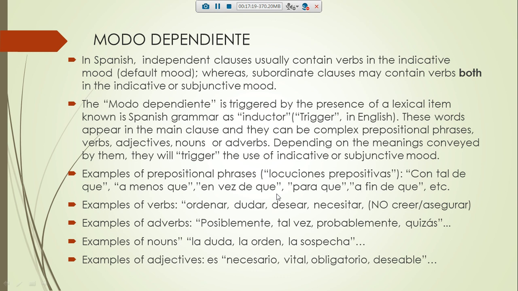Examples of nouns. La duda, la orden de que se vayan, la sospecha de que, no sé, de que se queden, or whatever. Examples of adjectives. Es necesario que se vacune, es vital que vengas, es obligatorio que te quedes en casa.